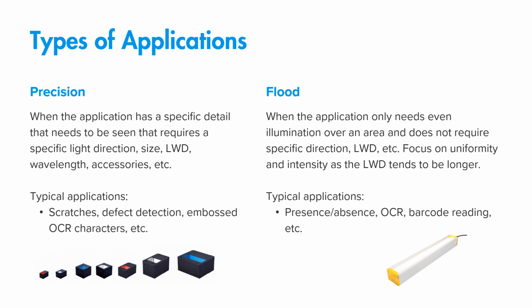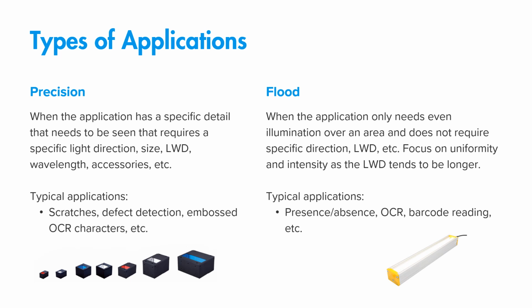Floodlight applications are kind of the opposite, where the application is much more straightforward. It's often something like reading a black barcode on a white background, and we just need to provide an even and uniform image that looks the same every time so the camera can process it quickly. These also tend to be large field of view applications or long light working distance applications.